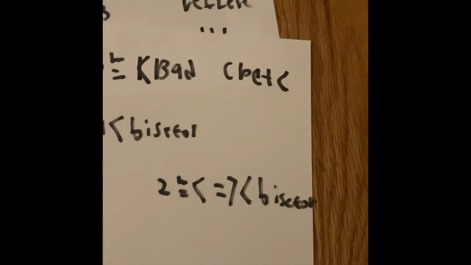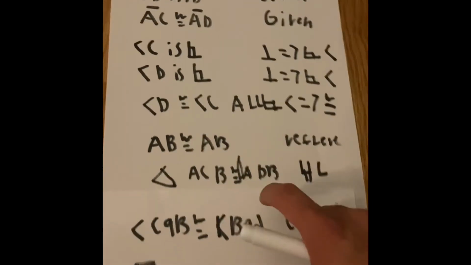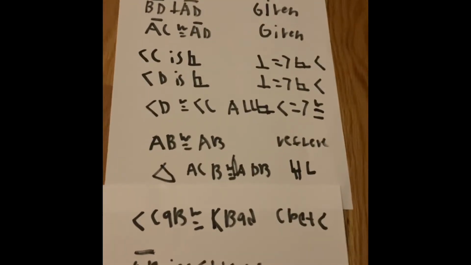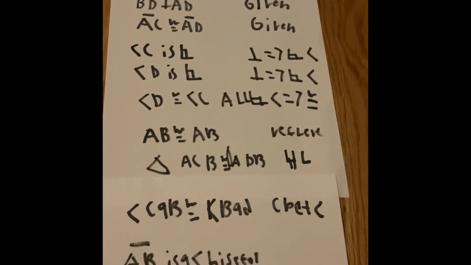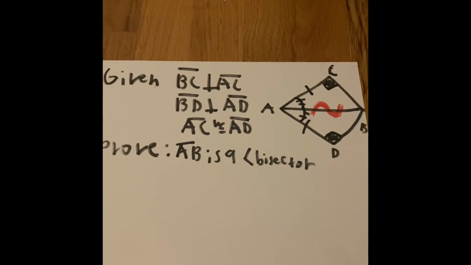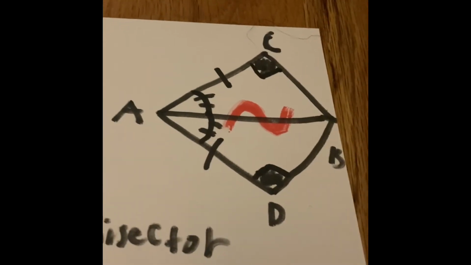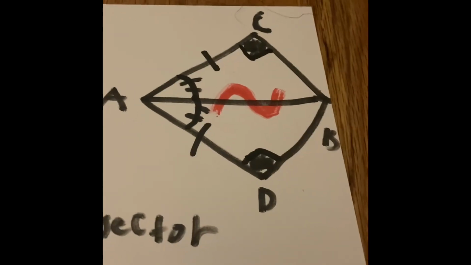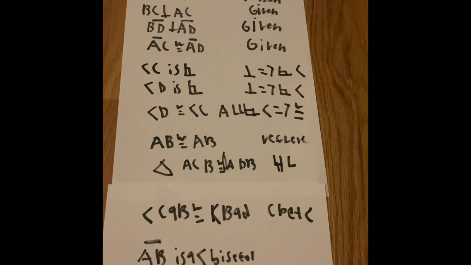So there we have it. We have used 1, 2, 3, 4, 5, 6, 7, 8, 9, 10 rows and 10 different steps to prove that segment AB is an angle bisector. So now AB is an angle bisector. Not only that, we've also learned how to use the HL theorem in a proof.